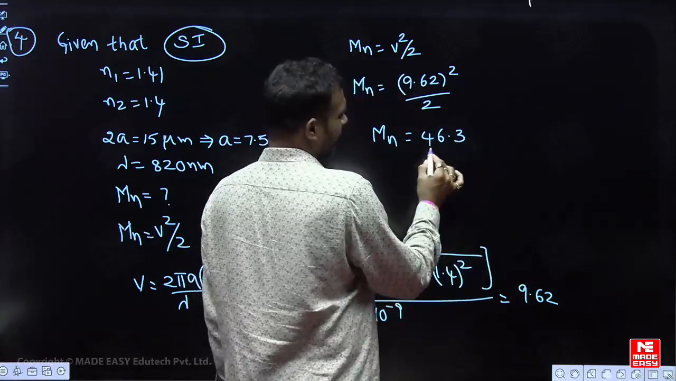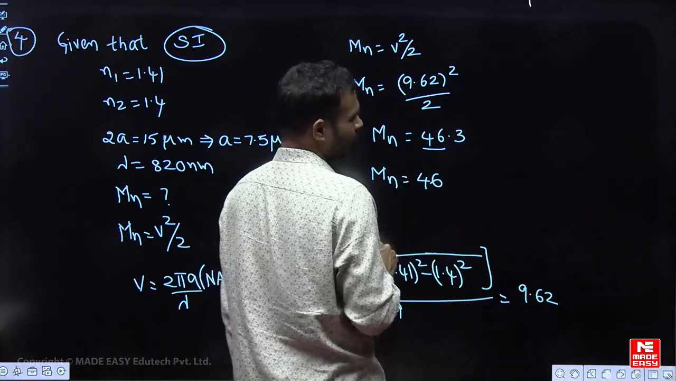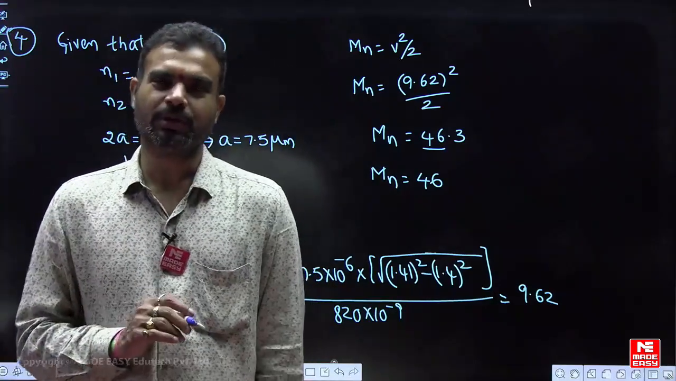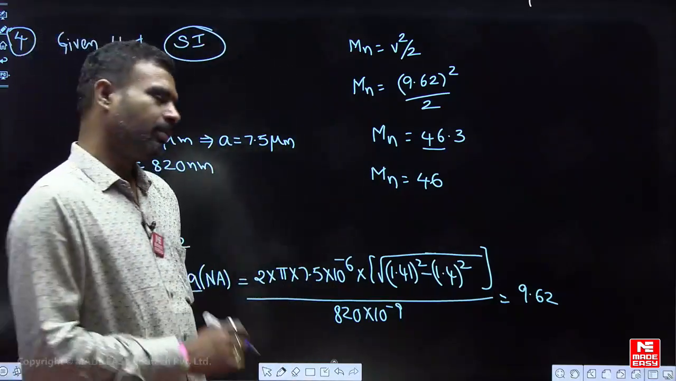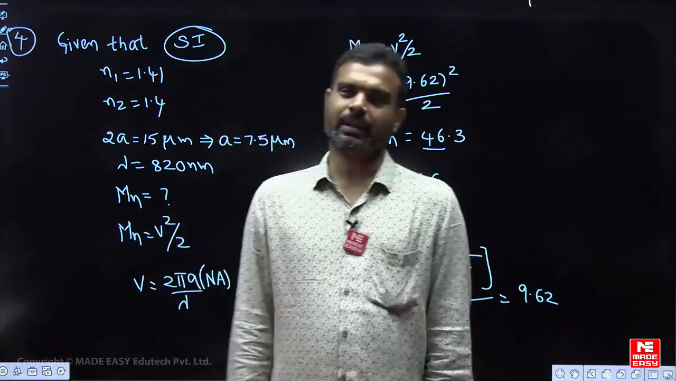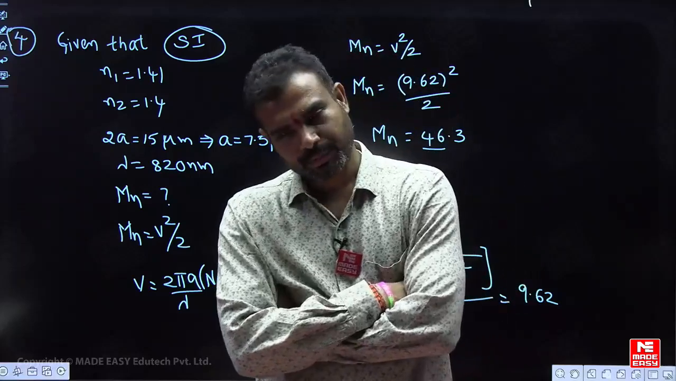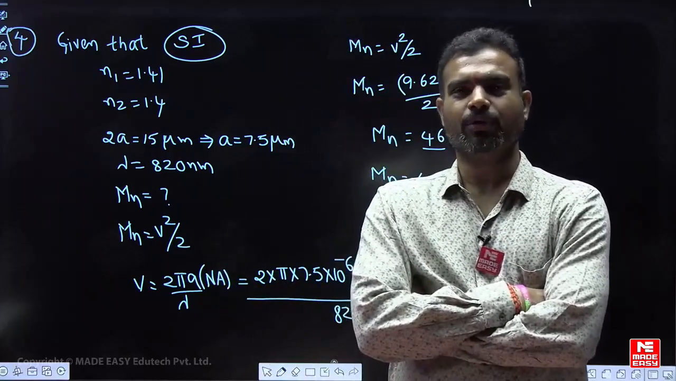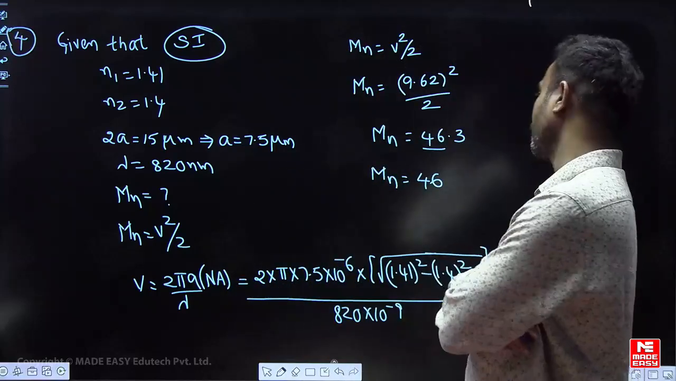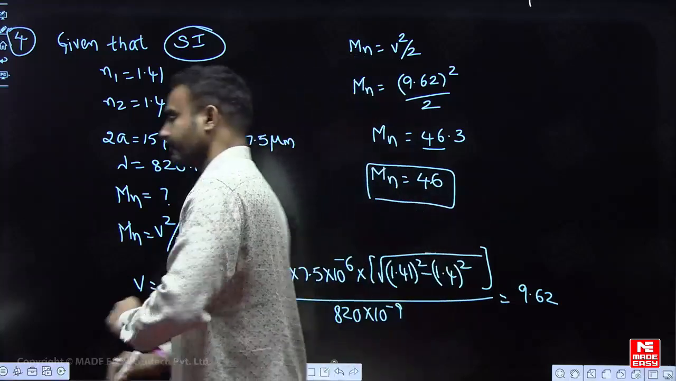Always write the complete number of modes. Complete number of modes means Mn is equal to 46, because 0.3 mode is not present. You consider the complete modes equal to 46. Some books will write 47 modes, writing it in brackets as approximately, and that is also a true answer, no problem regarding that. But it is always preferred to write the complete number of modes we have, that is 46. So, Mn is equal to 46 is the answer.